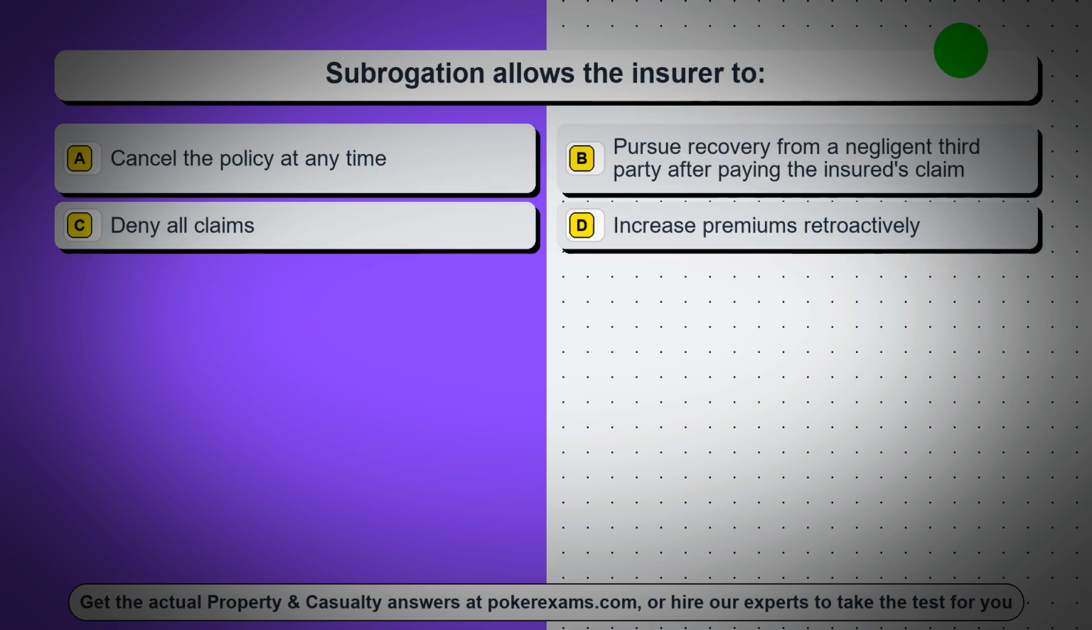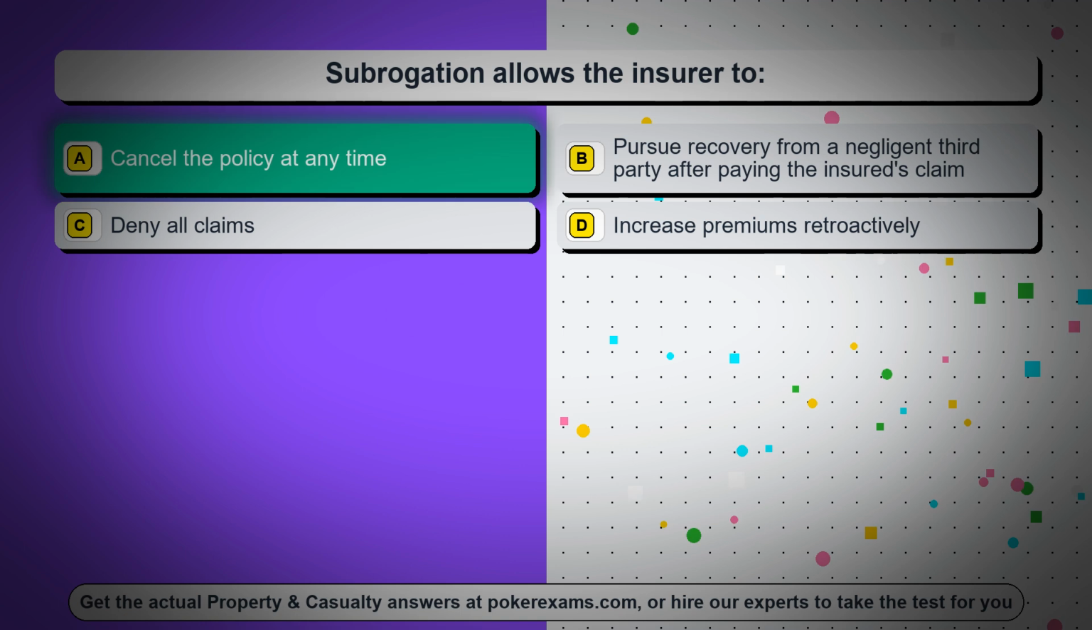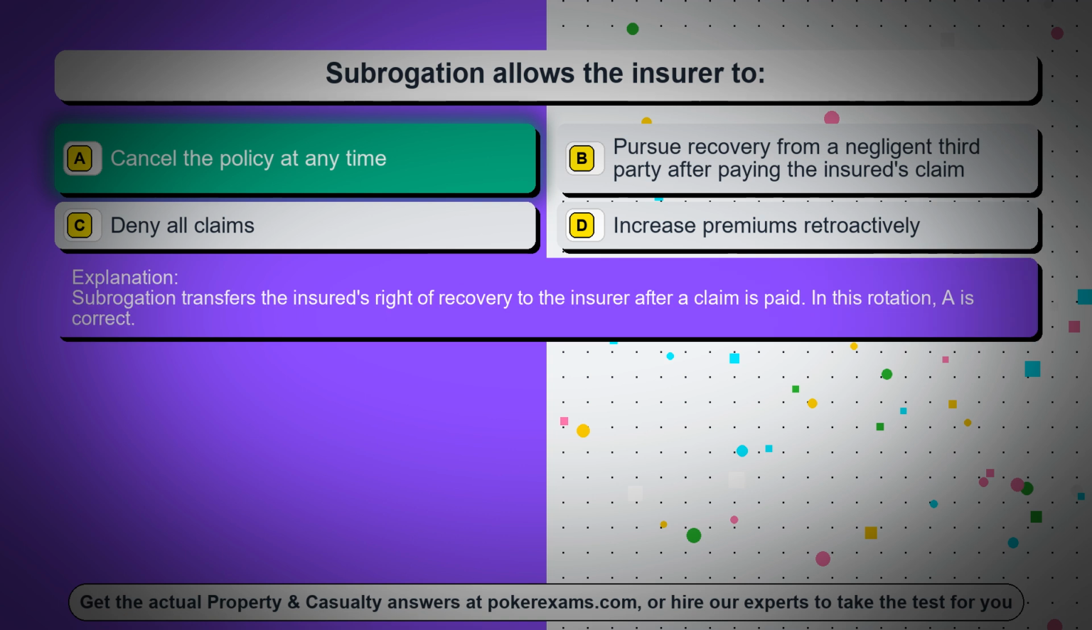Question 17. Subrogation allows the insurer to option A, cancel the policy at any time. Option B, pursue recovery from a negligent third party after paying the insured's claim. Option C, deny all claims. Option D, increase premiums retroactively. The correct answer is option A, cancel the policy at any time. Subrogation transfers the insured's right of recovery to the insurer after a claim is paid. In this rotation, A is correct.